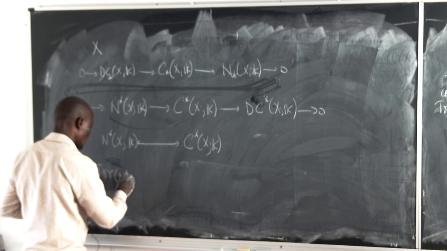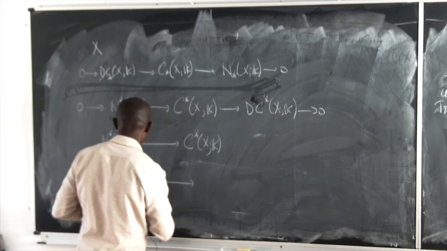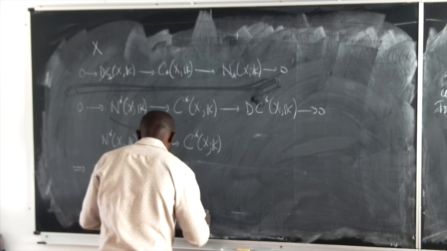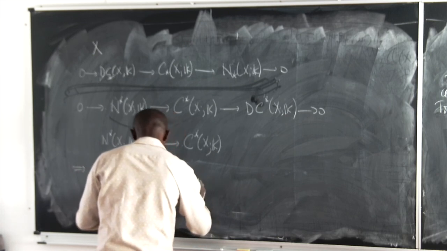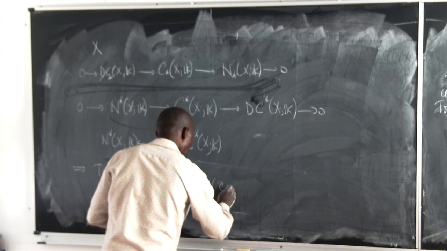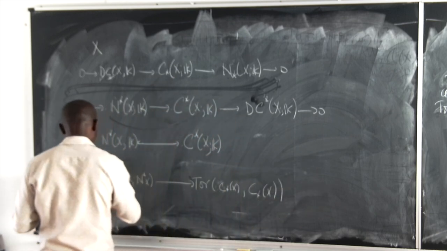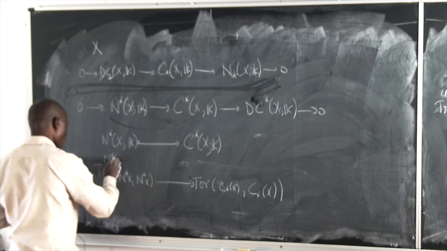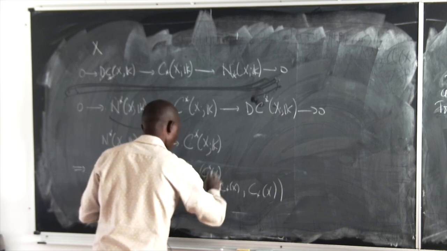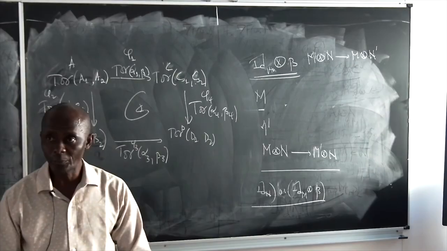N X here, N X here. Let me write it very well. And here you have a... It is 4 o'clock. We are supposed to end at this time.